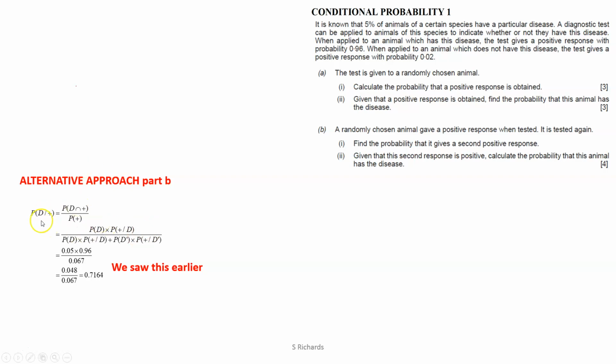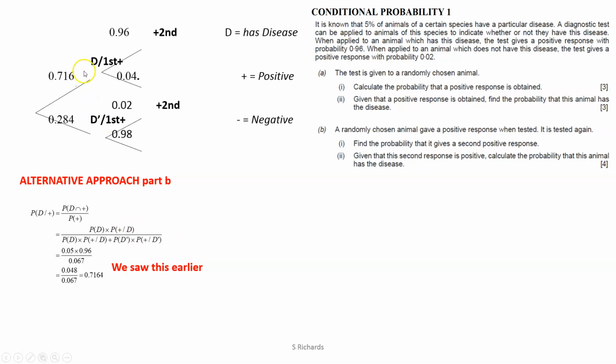Earlier we worked the probability of diseased given positive. Now if we classify this as a first positive result, this is really the condition that has been given in B part 2 of the question. That was 0.7164. So the probability of not diseased given a positive will be 1 minus this figure. So we can condense the tree diagram into just these two outcomes there. Diseased given positive, not diseased given positive, 0.7164, and 1 minus it as 0.284.